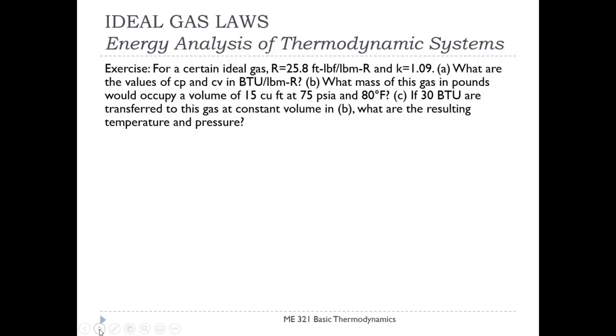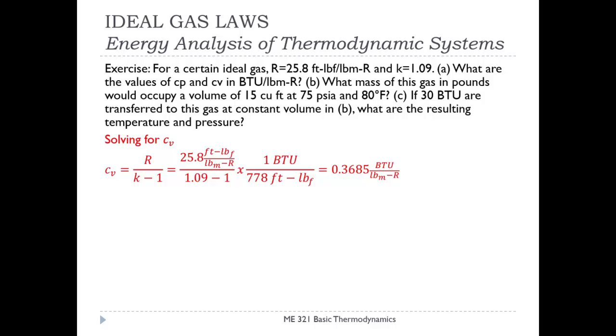Computing for the specific heat at constant volume can simply be found by using the formula R over k minus 1. Substituting the given values for R and k, we will get 0.36 BTU per pound mass Rankine for the value of C sub v. On the other hand, the specific heat at constant pressure can be computed from the formula for getting the specific heat ratio. By cross-multiplying the specific heat at constant volume to the specific heat ratio, we will get 0.4 BTU per pound mass Rankine for the value of C sub p.